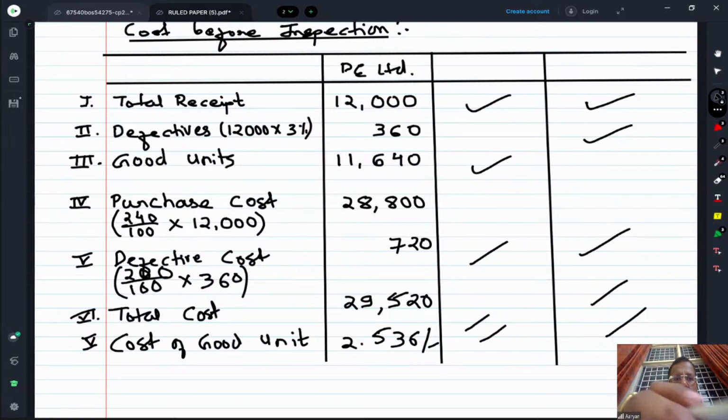Any doubt, beta? Now tell me from which supplier you will prefer to purchase had there been no inspection. Definitely, you will prefer to purchase from D Limited because the cost of good unit is lowest if purchased from the first supplier.